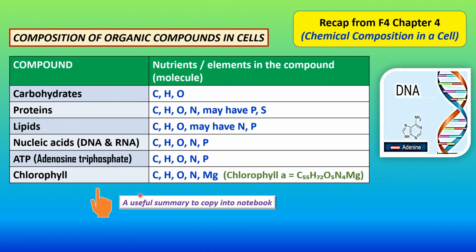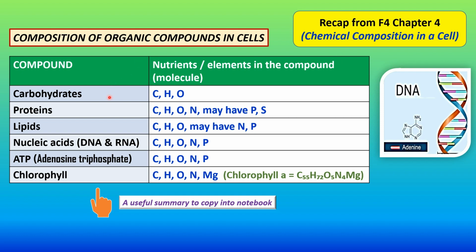Before we begin talking about the macronutrients, here is a very useful chart for you which shows the composition of various organic compounds in animal cells and plant cells. Some of these compounds have been discussed in Form 4, Chapter 4, called the chemical composition in a cell, where we discussed the composition of carbohydrates, proteins, lipids, and nucleic acids, right? You can refer back to this chapter if you have forgotten the chemical composition of these organic compounds. So we are going to do a recap from Form 4, Chapter 4.